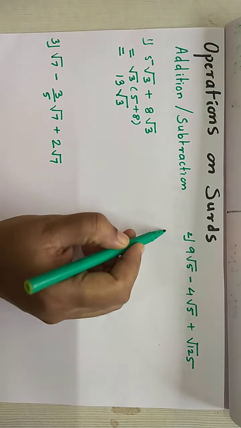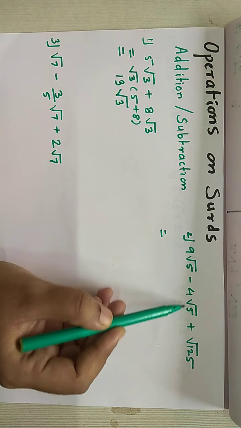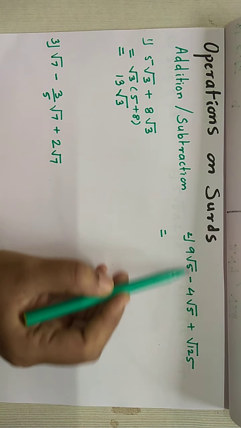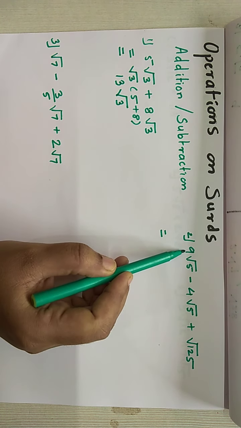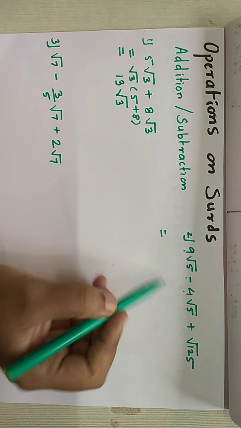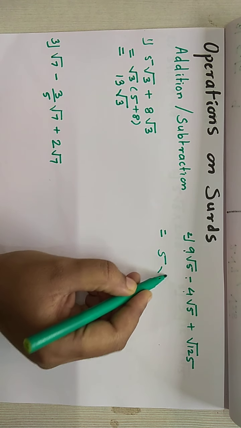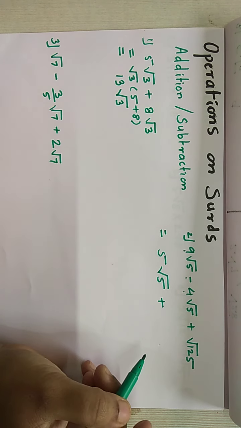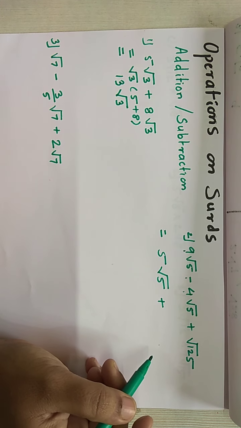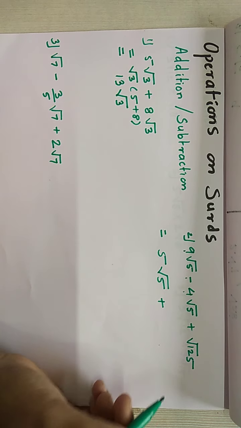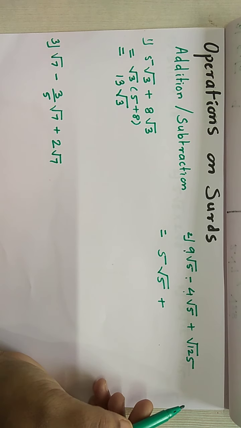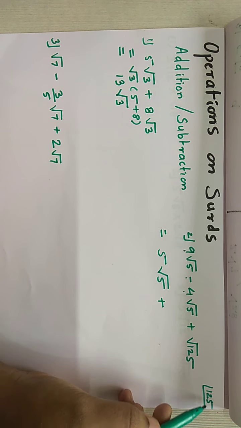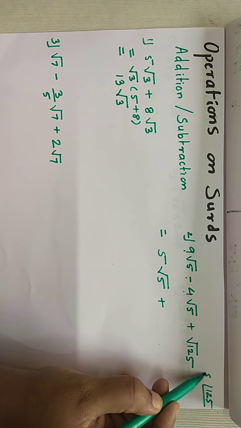Now see this sum. In this sum, if you observe, root 5. These both are same, so I can operate them. 9 minus 4 will be 5 root 5 plus root 125. Now root 125 looks a little different. It's not similar to root 5, but we can factorize it and we can make it smaller. Let's try to make it smaller.